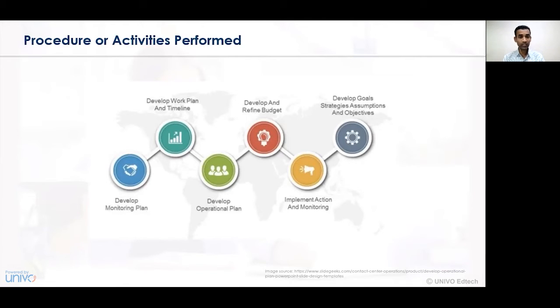So accordingly, one has to monitor which activities are being performed and whether they are performing within the specified time period or not. Hence, we need to monitor the deadline, we need to monitor the timeline, and we have to see that all the series of activities are being conducted in an effective way or not. And lastly, developing the goal, strategic assumptions, and the objectives. Here, we have to see that when all the series of activities are completed, whether the target that we were looking for has been achieved or not.